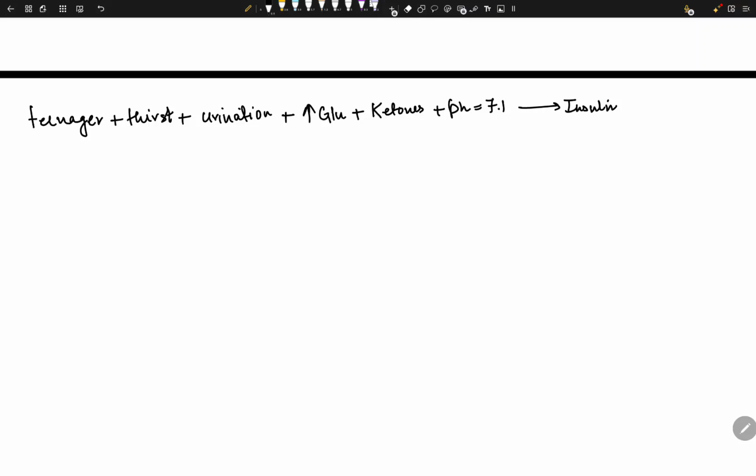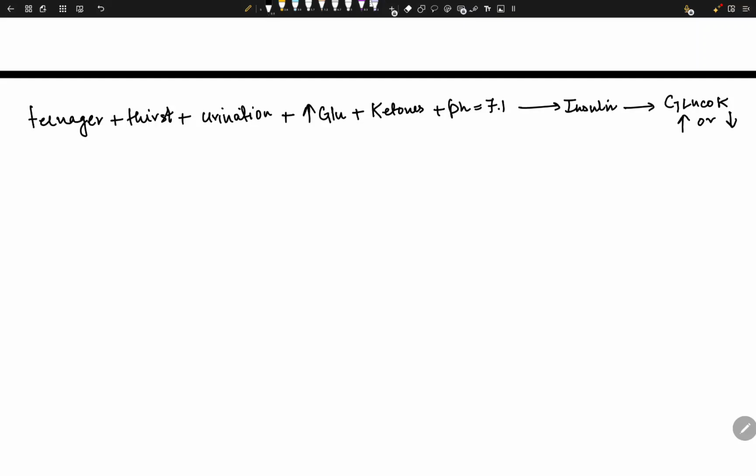The activity of glucokinase should go up, or should it go down? That's the question I'm asking. So we have a teenager. She's thirsty. She is urinating a lot. She has high glucose, high ketones, and pH is 7.1. And she is administered insulin. So what's going to be the story of glucokinase in this question?